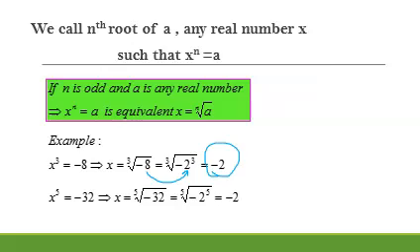Another example, x to the power 5 equals minus 32. How can you get rid of the 5? You take the fifth radical of both sides. So on this side you are going to get only x, and on this side you write 32 as the prime factorization 2 to the power 5, and then you get rid of the nth root, and the answer is minus 2.